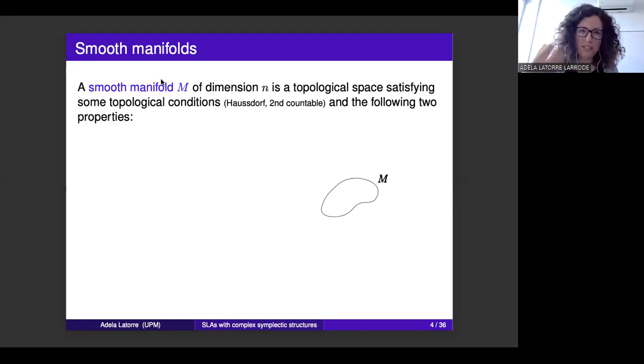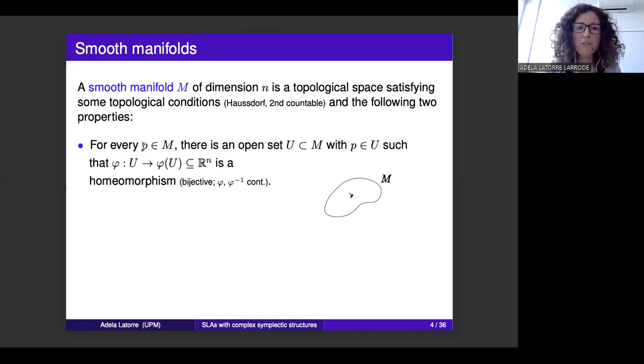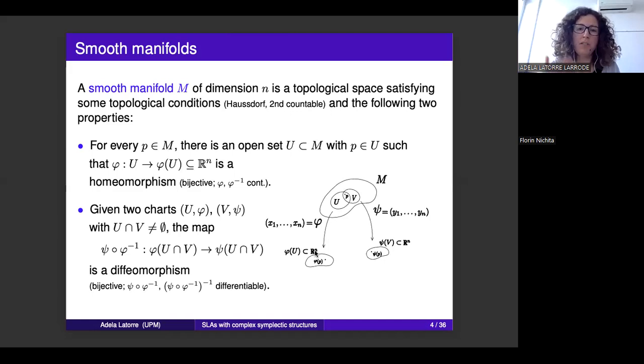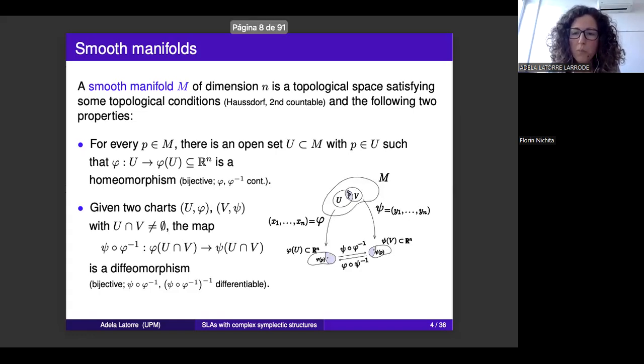But the key point in this definition is that this topological space has two special properties. The first one is that for every point in our space, we can find an open set and a homeomorphism that sends this open set that contains the point to some open set of Rn. And the second condition is that if we have another open set that intersects the previous one, with a different homeomorphism that takes this open set to Rn, then in the intersection of these two open sets, when we see this intersection in Rn, the maps which go from Rn to Rn are diffeomorphisms. So this is the definition of a smooth manifold that we have all studied, I think.